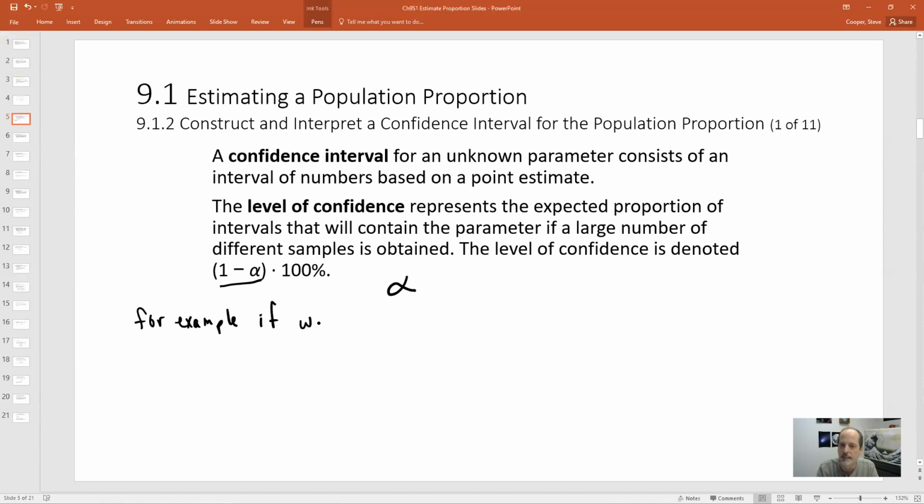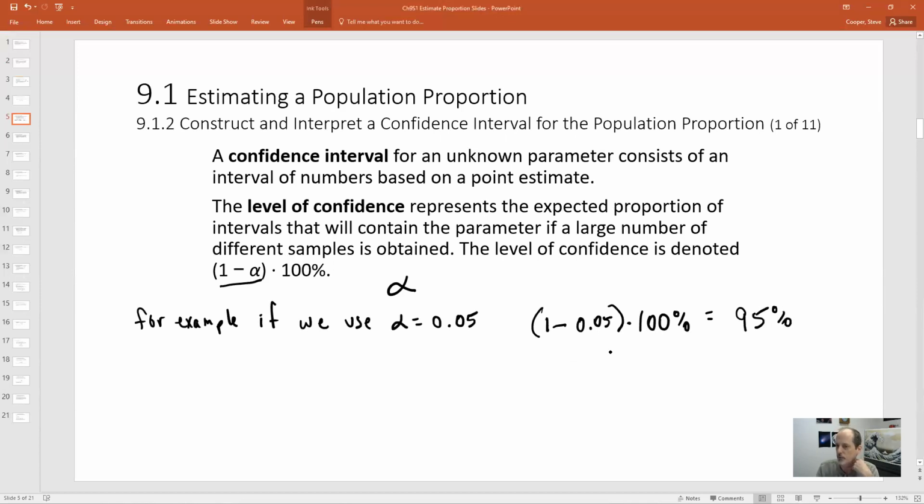So if we want to use an alpha equal to 0.05, then what is our level of confidence? Anybody? If we locked in an alpha of 0.05, what would our level of confidence be? 95. Correct. So if I take 1 minus 0.05 and multiply it times 100%, that's 0.95 times 100%, so that's 95%.